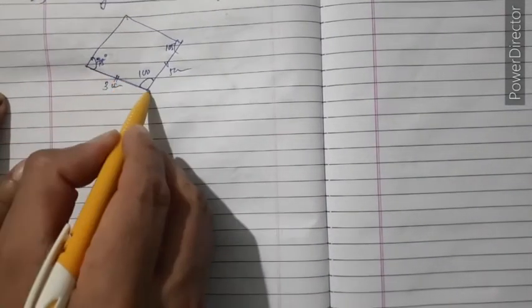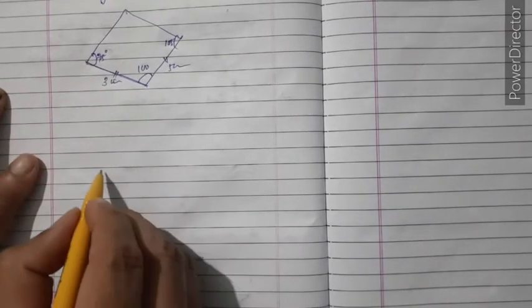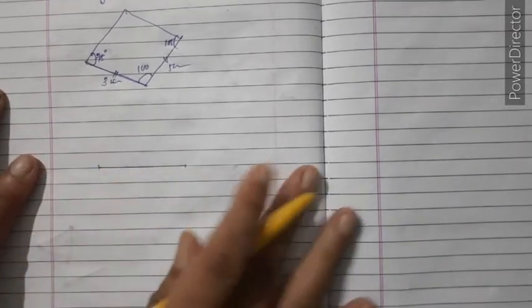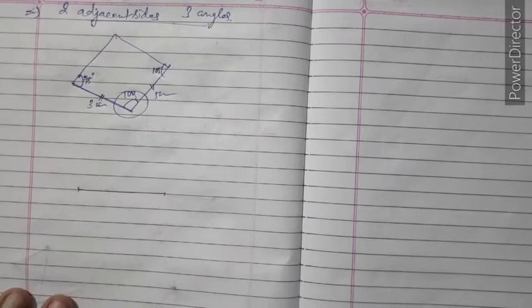We just start with this side. Just construct that side here. Then draw a 100-degree angle.